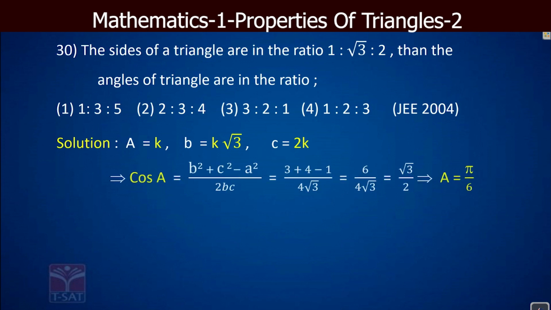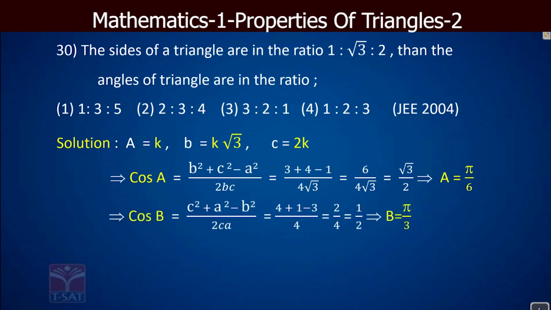Now you can write a = k, b = k√3, and c = 2k. So that cos A = (b² + c² - a²)/(2bc), which is equal to (3 + 4 - 1)/(4√3), which is √3/2. So that A = π/6. So angle A is equal to π/6.